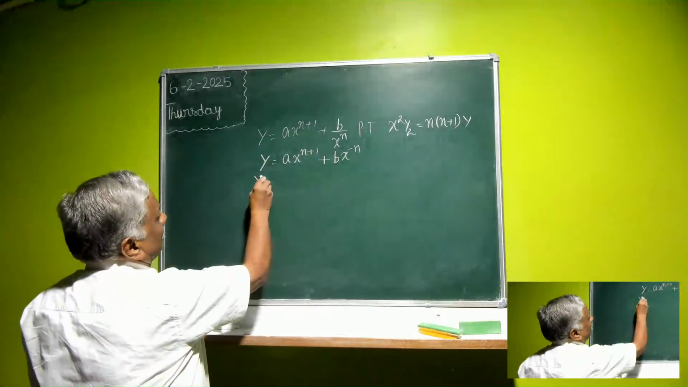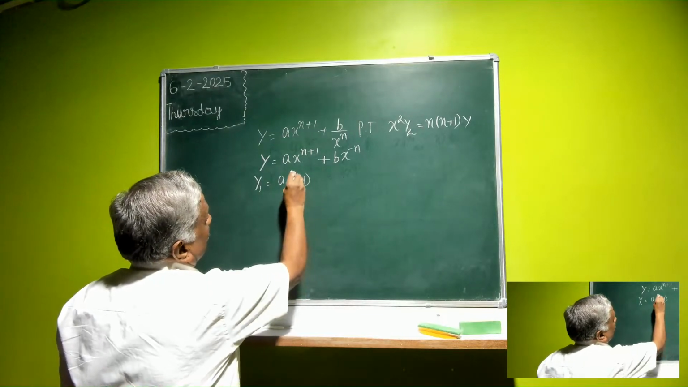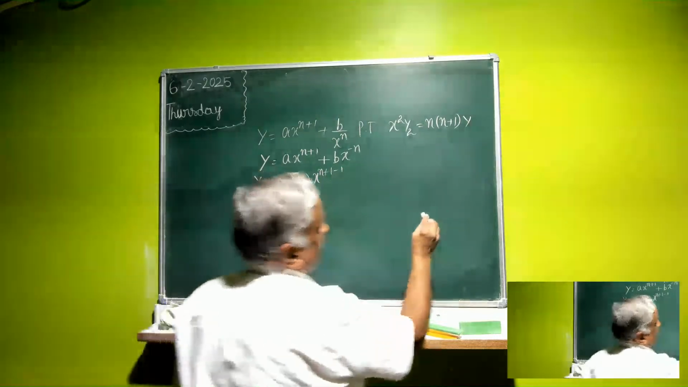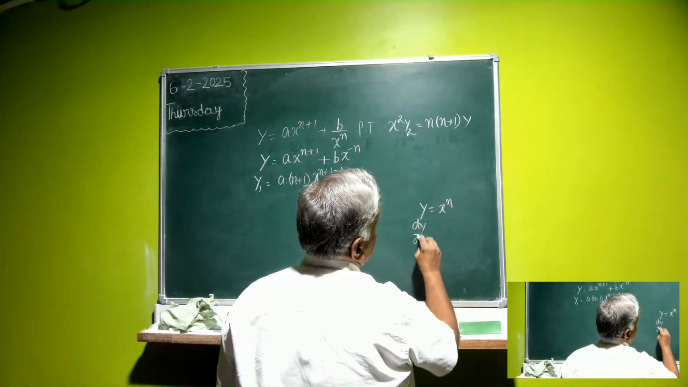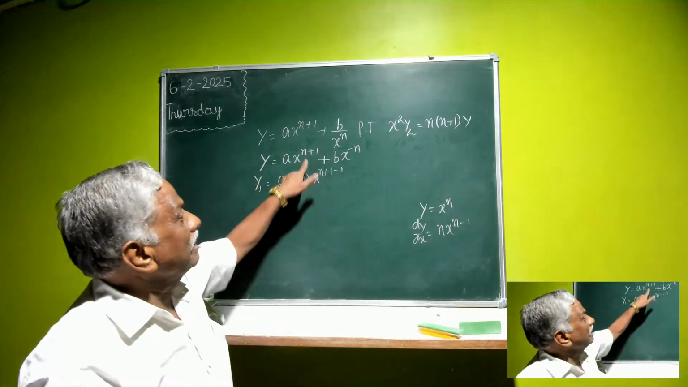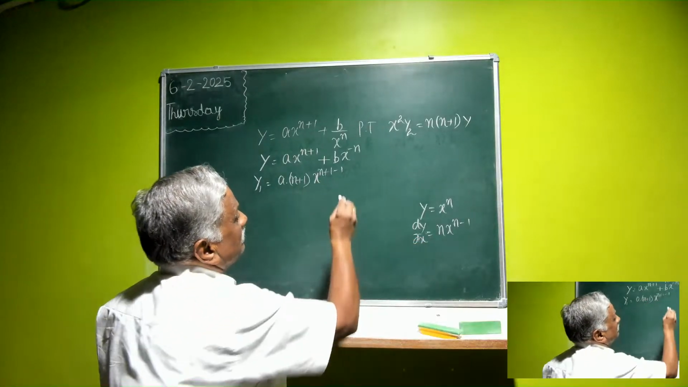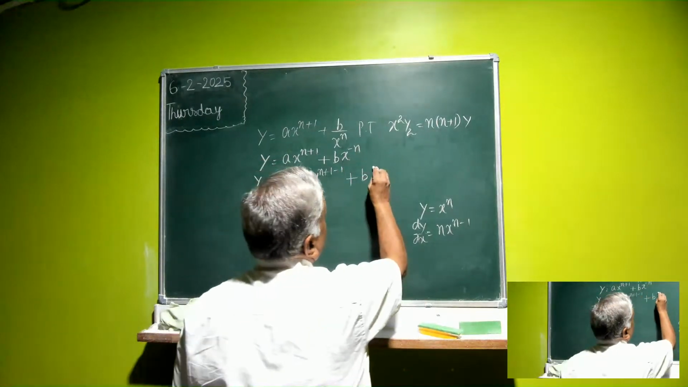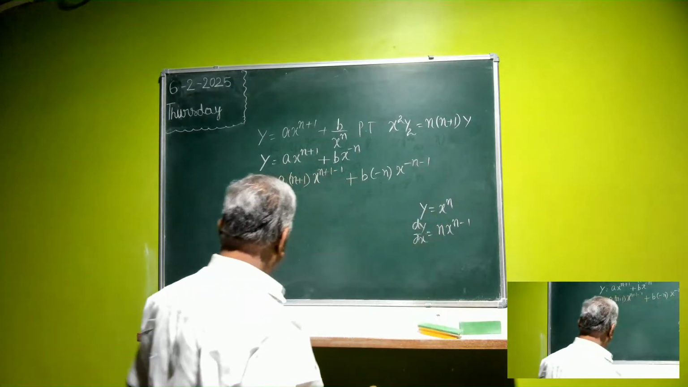So, what is y1? A is a constant. This is n plus 1, x to the power of n plus 1 minus 1. Again, I am using this formula: dy by dx is equal to n x to the power of n minus 1. Here we have got n plus 1. Therefore, in place of n, I am writing n plus 1. I get this. Plus b into, here I got minus n. So, minus n x to the power of minus n minus 1.